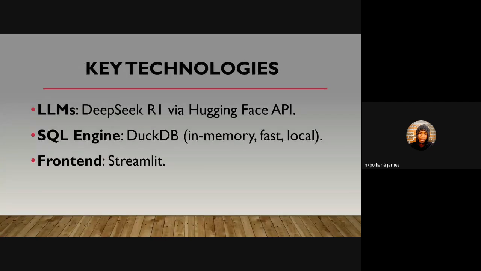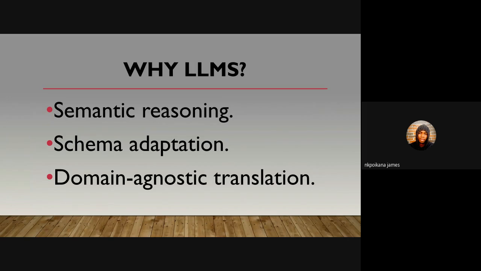For key terminologies, I've mentioned that the large language model we'll be using is DeepSeek R1. We are going to access DeepSeek R1 via the Hugging Face API. Then we have the SQL engine, DuckDB. Why am I using DuckDB? Because it doesn't require a backend and it's very fast. It's in memory, fast, and local. And for our front end, we'll be using Streamlit.